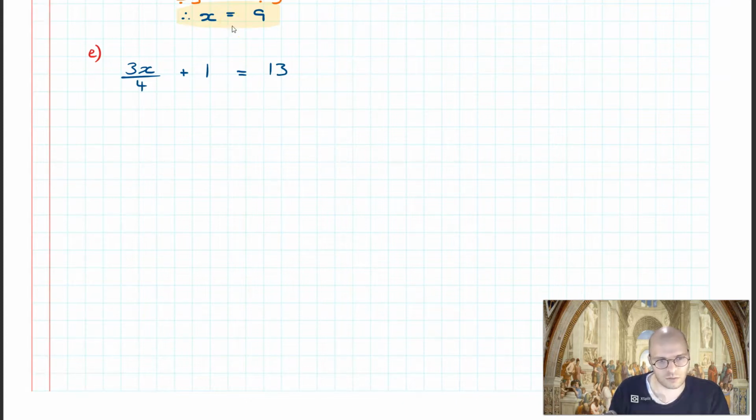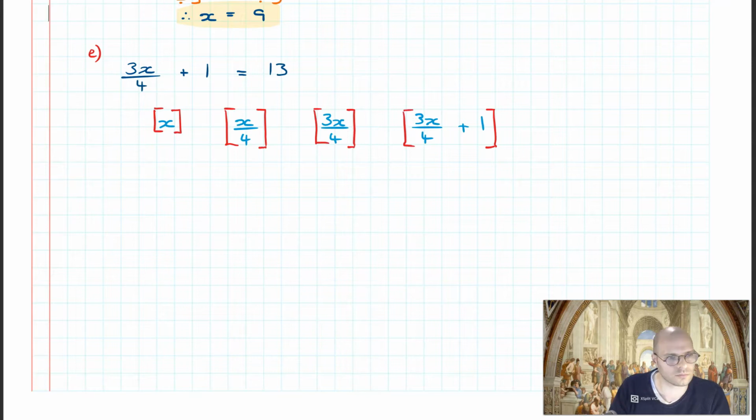Building the flowchart, we first start off with x. From x, we're going to turn it into x divided by 4. Then we're going to turn it into 3x divided by 4. And then finally, we're going to turn this into 3x divided by 4 plus 1. Putting the flowchart together, this is going to be divide by 4, times by 3, add 1.